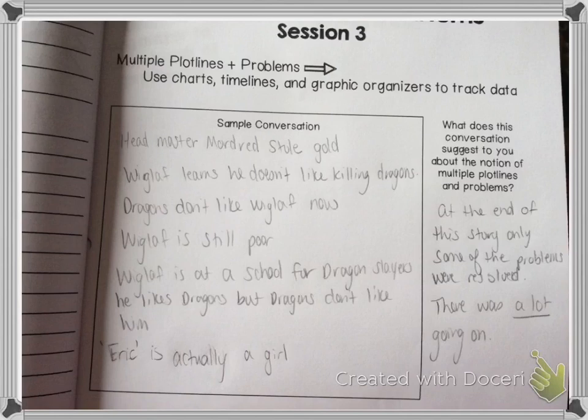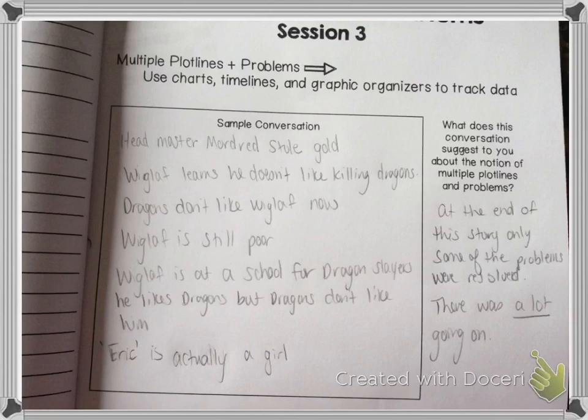So what does this conversation suggest to you about the notion of multiple plot lines and problems? Well, what it tells me is that at the end of this story, only some of the problems are actually solved. There was a lot going on, which, like I said, is very typical of books in a series. It's why the author wants you to read the next one, get the next book, and find out what happens next.